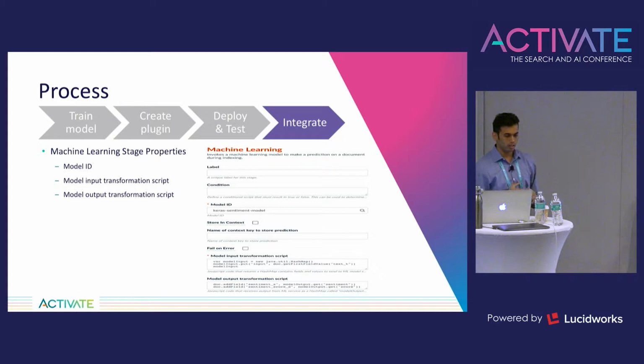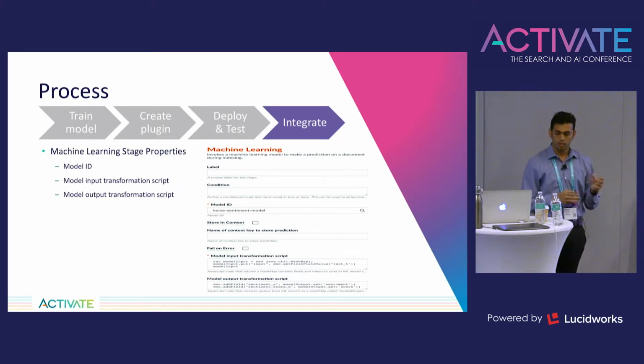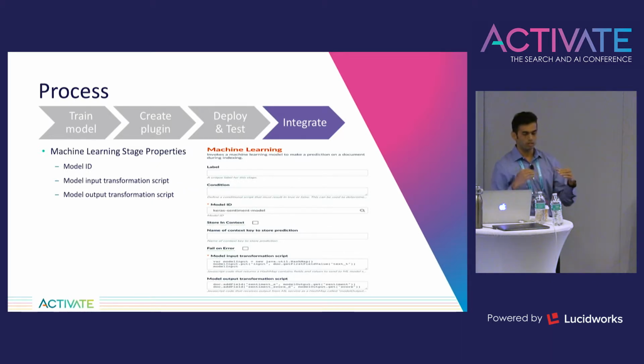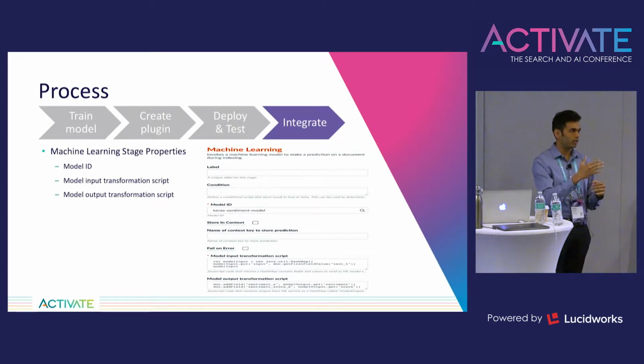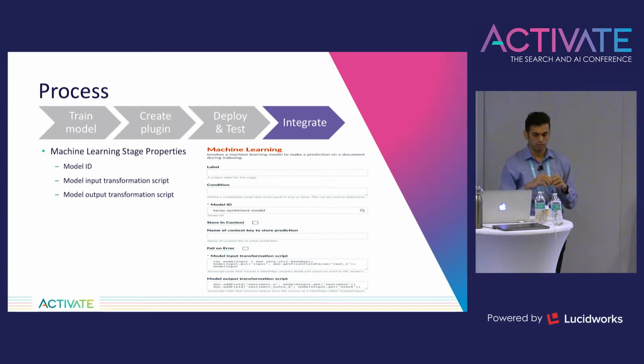In the machine learning stage, you have to do three things. One is specifying the model ID, what model should be used. Then you have to put in a transformation script for the input. Basically, you just say, here is my document, it has 7 fields in it, which field should I use and how should I pass it on to the machine learning model? What is my model expecting? Based on that, you will fill out these things.